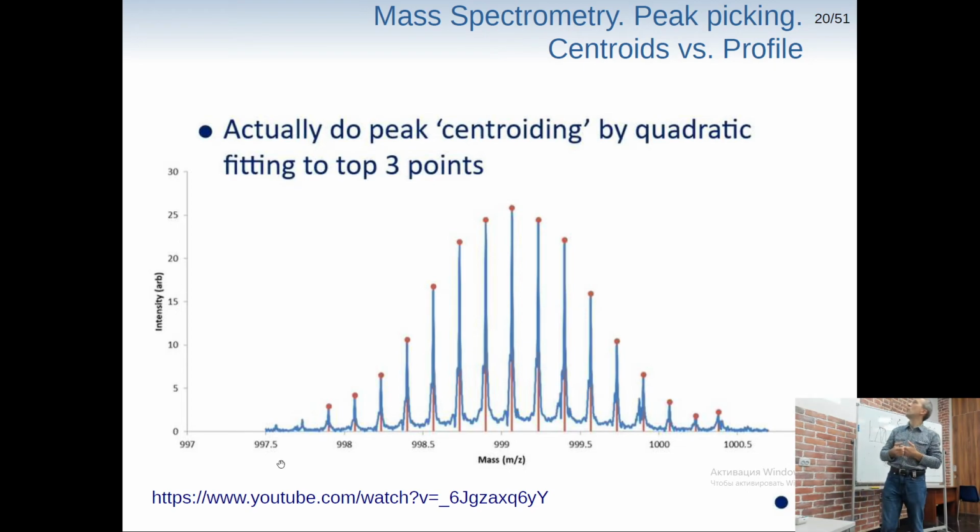So this is called peak picking, and the blue line is the so-called profile of your mass spectrum, and red lines are so-called centroids. They already mark your peak, the center of your peak actually. Was this clear?